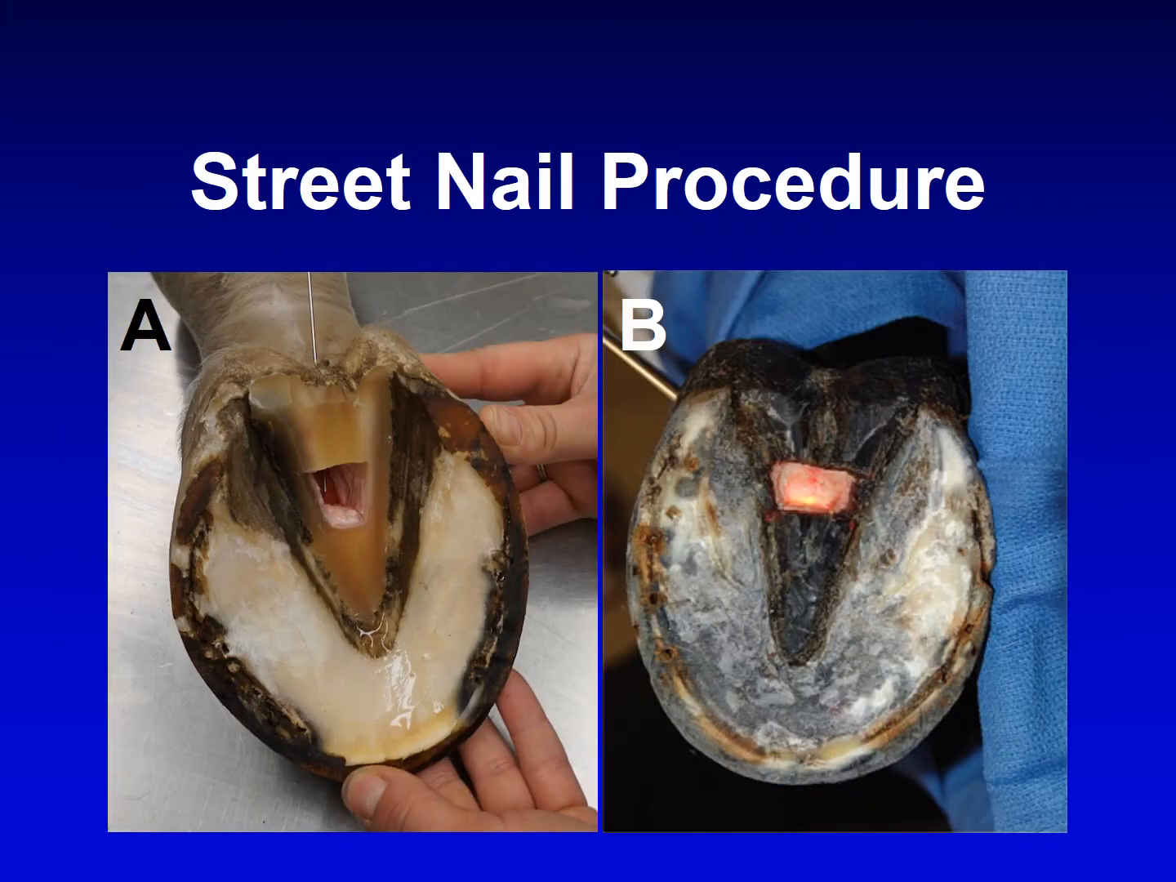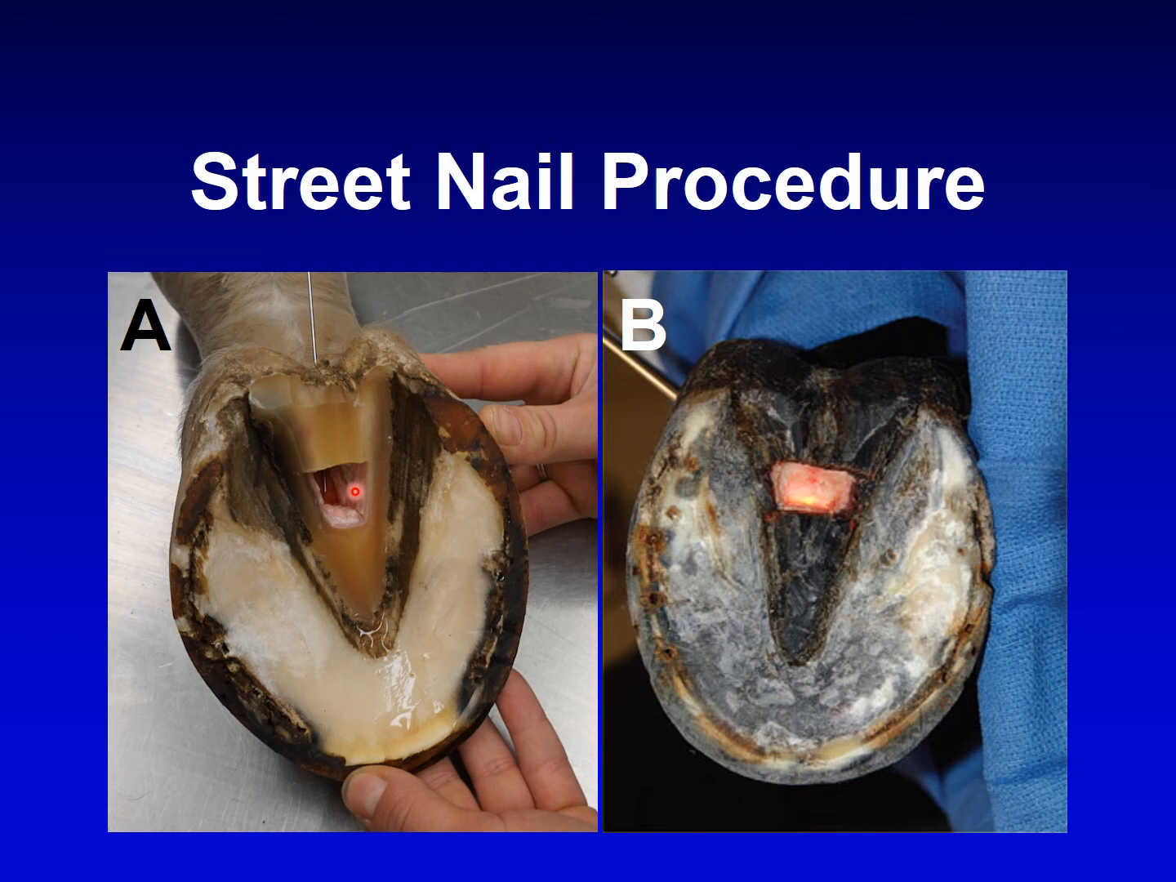One of the surgical procedures in cases of deeper infections of the hoof: the frog can also be affected, and to eliminate the deeper infections from attacking the deep digital flexor tendon, the navicular bone and bursa, and also the coffin joint, there is a surgical procedure called the street nail procedure, which is basically an opening in the frog, as you can see here, to make a window, and this window is utilized to drain all of the infection.